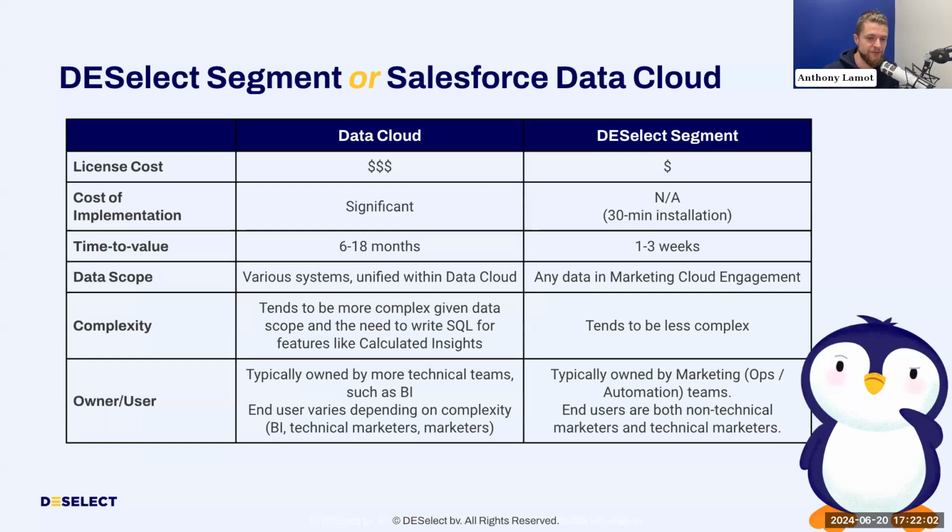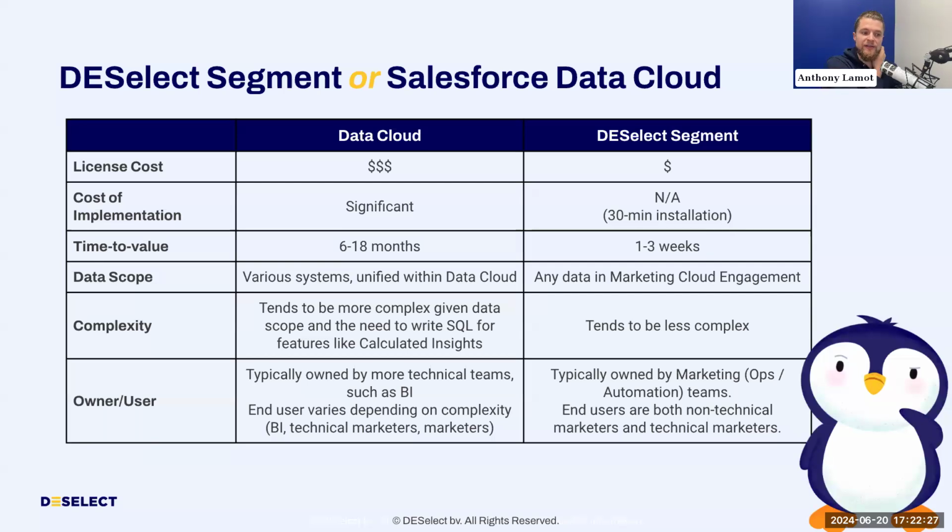Because of that, the cost of implementation in terms of consulting fees, implementation fees, maybe even professional services from Salesforce, will be significant. Whereas on the other side, DESelect segment, since it is a turnkey module, the time to value is measured in weeks. In fact, the implementation only takes 30 minutes, and customers who find their way in the intuitive interface can get started right away. But in reality, we often schedule a few trainings, and customers start to see value after a few of those.